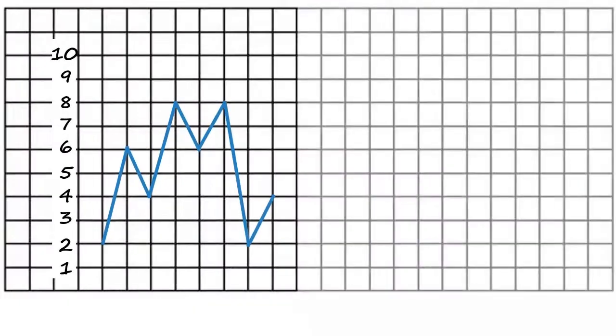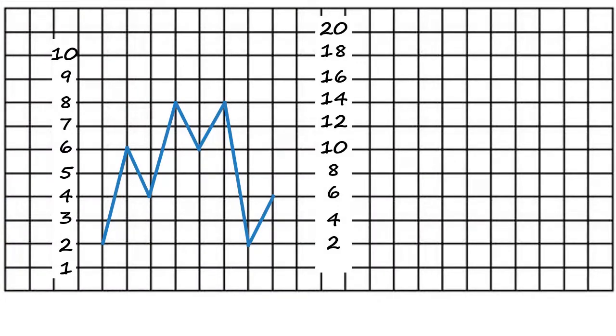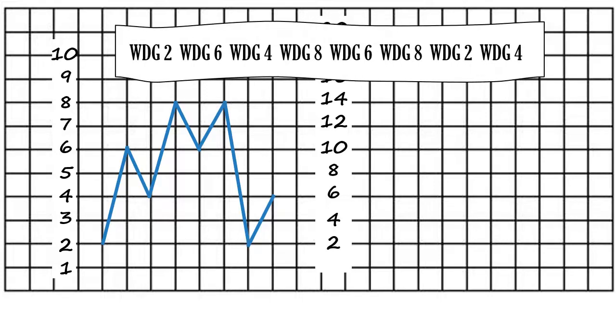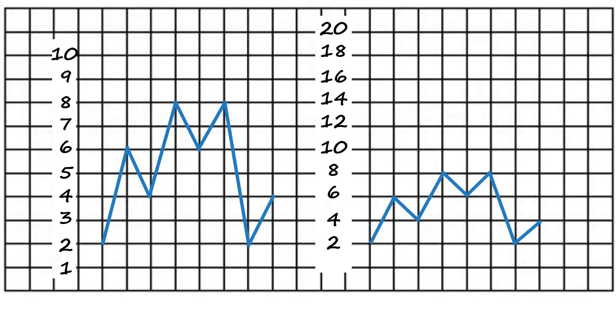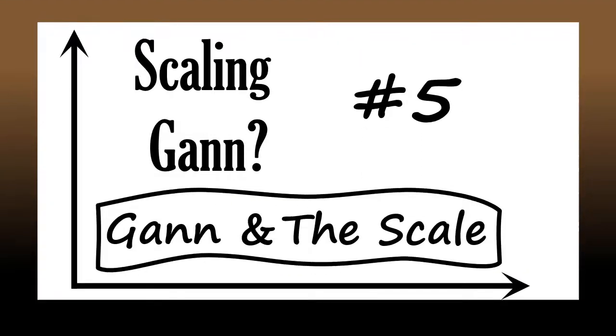Get another piece of paper, redefine a scale going up to 20 and redo the chart once again from 2 to 6, 4, 8, 6, 8, 2, 4 and so on. This way you are safe until the price goes above 20 and you'll have to do it all over again. On to the next part.